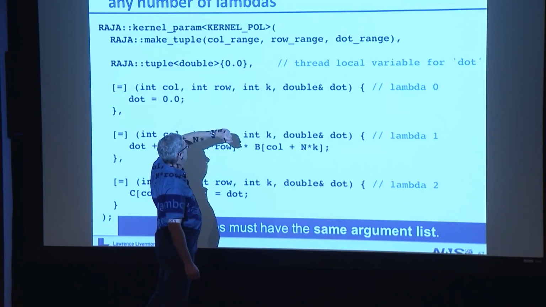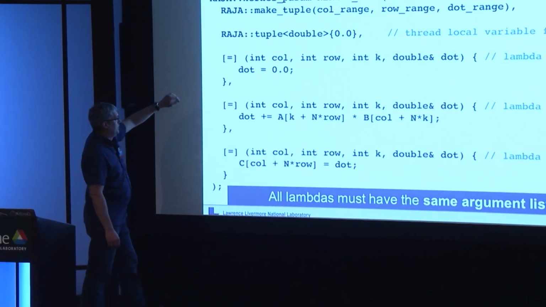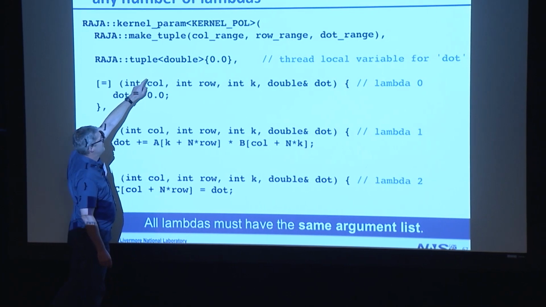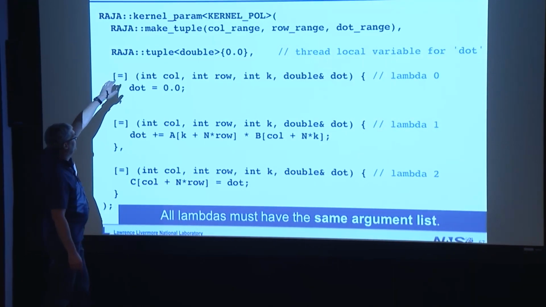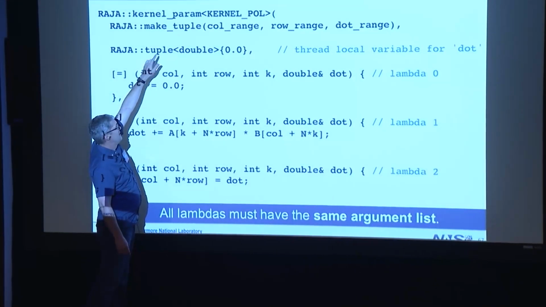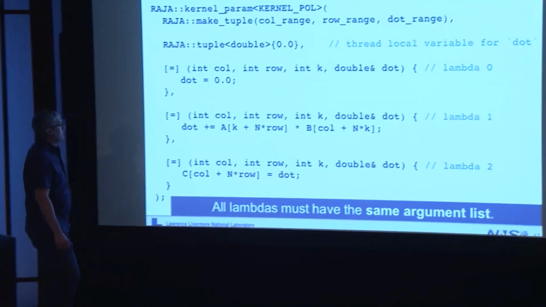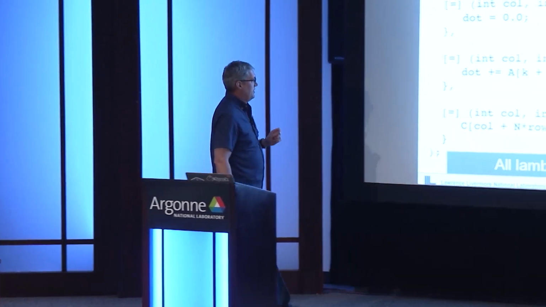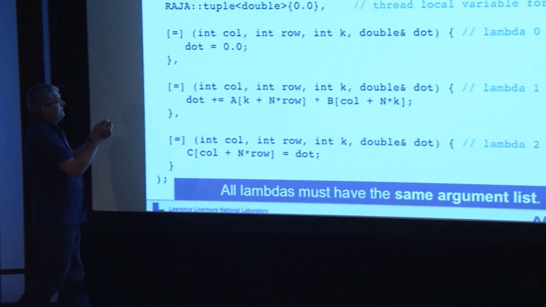We have the column range, we have the row range, and we have the dot range. And then we also need, for parallelism, a thread local variable. So we support this kind of stuff too, which is why there's this param underscore argument. If you have any thread local variables, they have to come after the ranges, and then you use the kernel underscore param, okay?